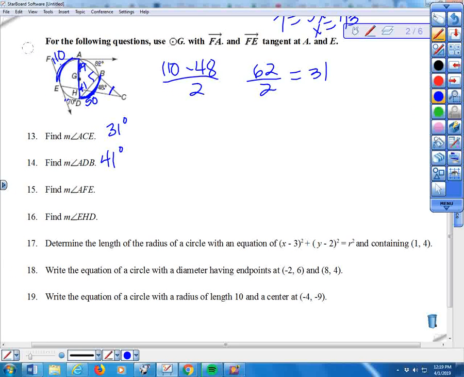So what's that angle? How do we find it? Well, it's going to be this whole piece of the circle minus this piece divided by 2. So we figured this piece was 110, which means the rest of it is what? 250? So 250 minus 110 divided by 2. That's 140 over 2 is 70.